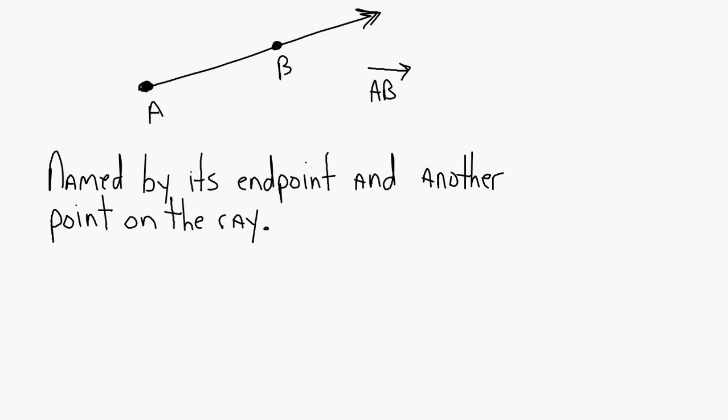Questions? Yes? What if there is no endpoint? It's really hard to name it. You mean if you had just A? It's hard to name that. If you're asked to name a ray, they're going to have to give you another letter, another point on the ray.